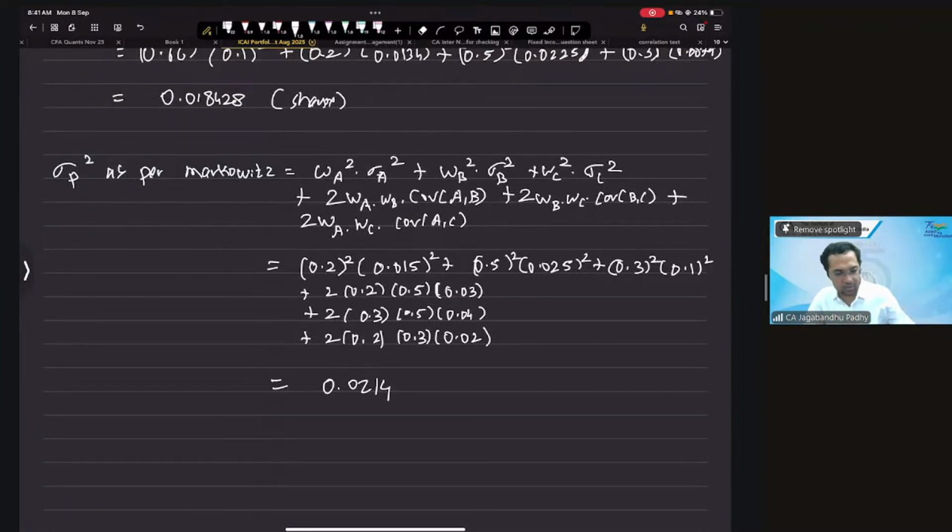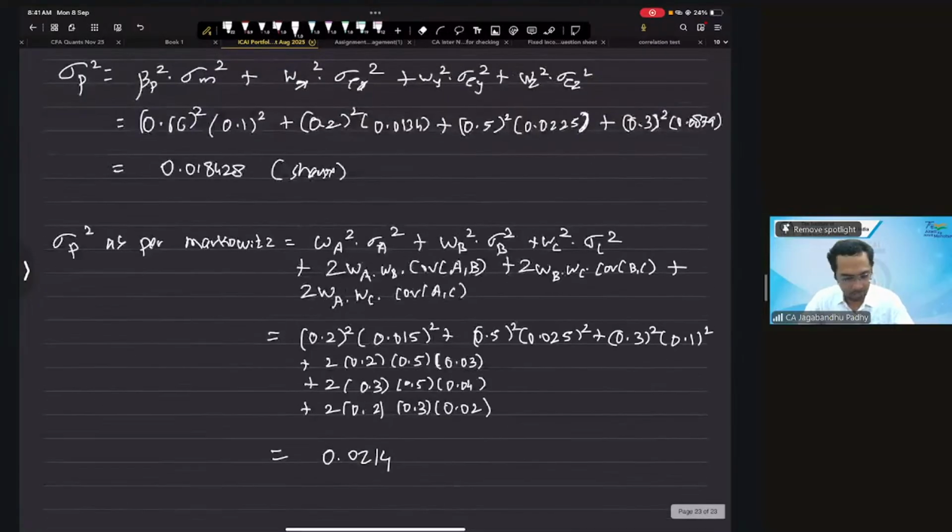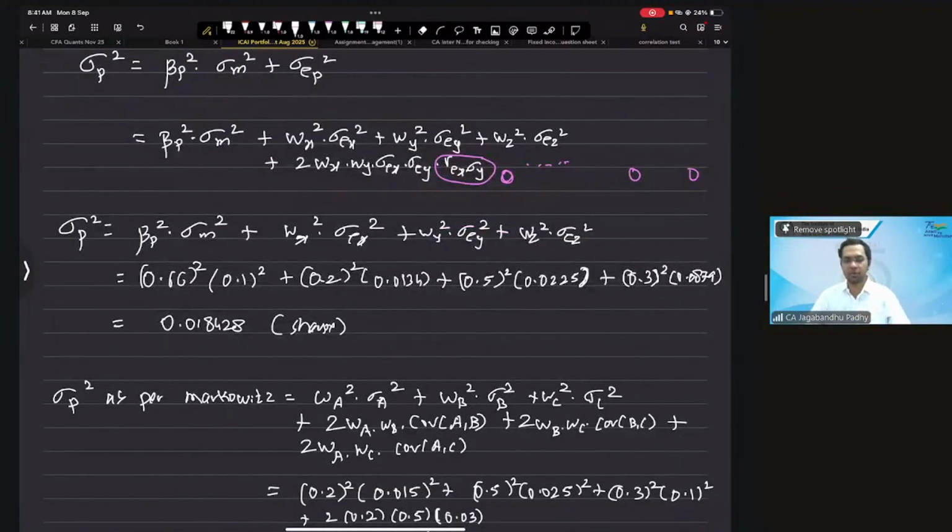Okay, so that's the variance of portfolio as per Markowitz formula. Clear, everyone? So portfolio variance, we can compute by either of the approaches, Markowitz or the Sharpe, depending on what data is available for us. Clear, everyone? Yeah, clear. Okay.